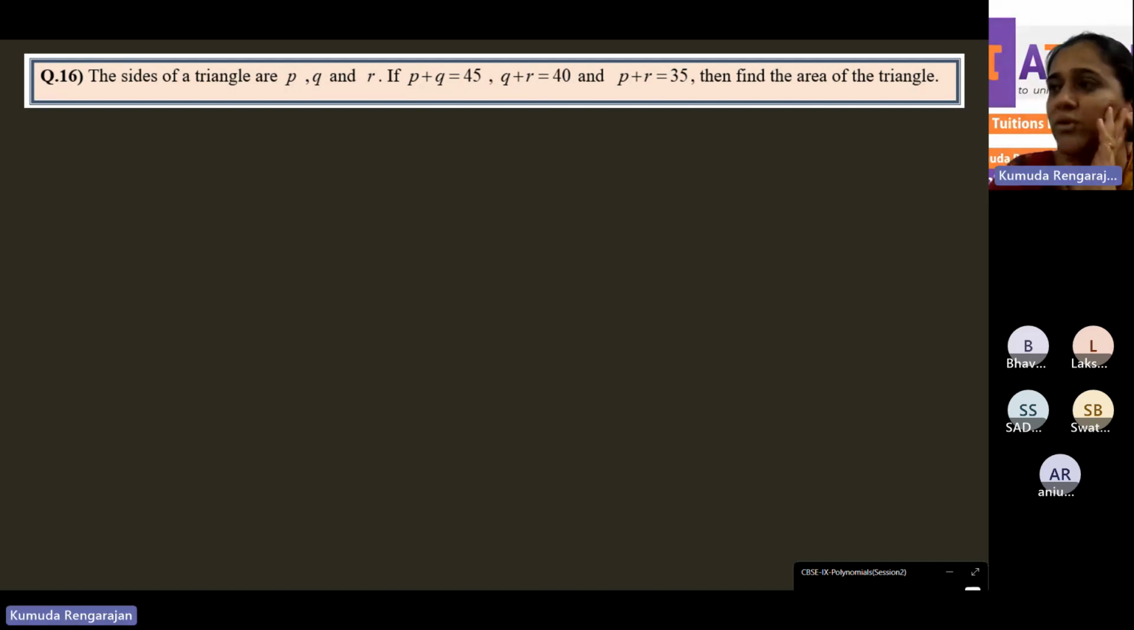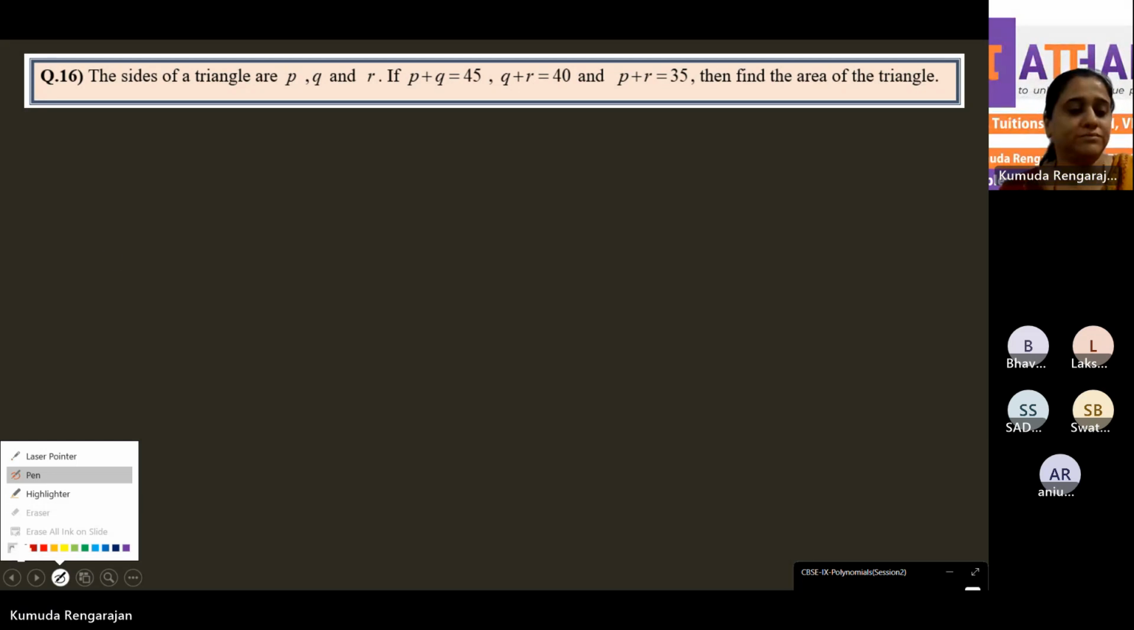What do you get now? 2 into P plus Q plus R is 120. Now bring the 2 for division. What do you get? P plus Q plus R is equal to 60. 120 by 2, 60. Correct? All of you got that? P plus Q plus R is equal to 120 by 2, 60. Now, P plus Q plus R is 60. Okay.